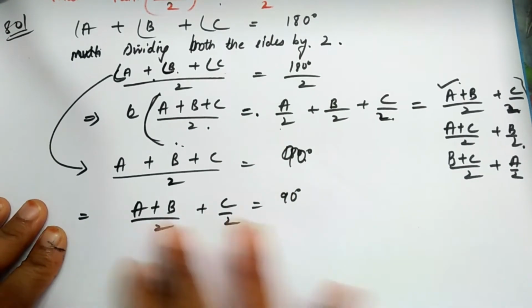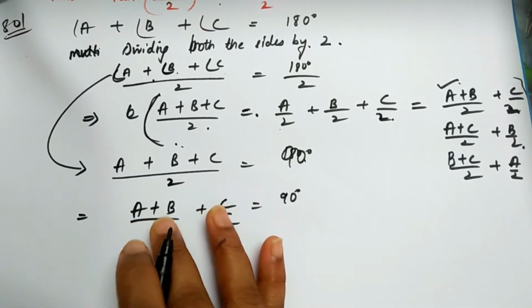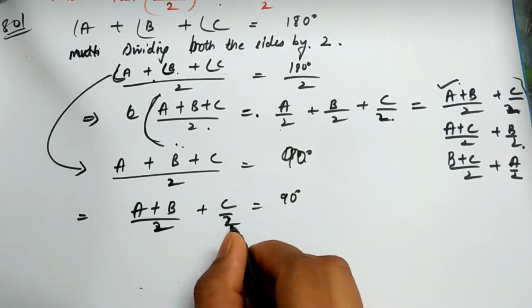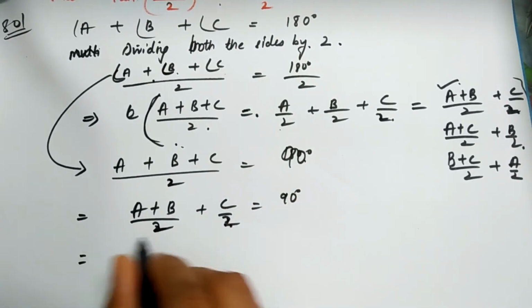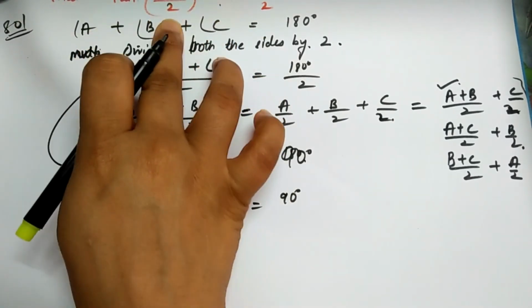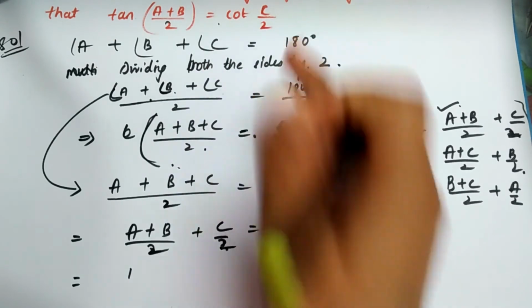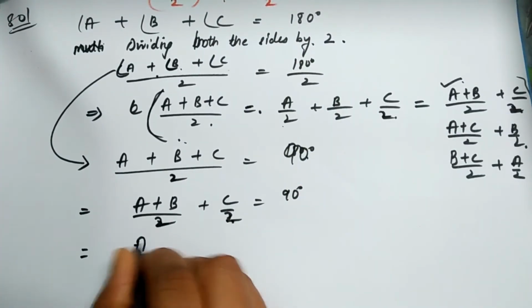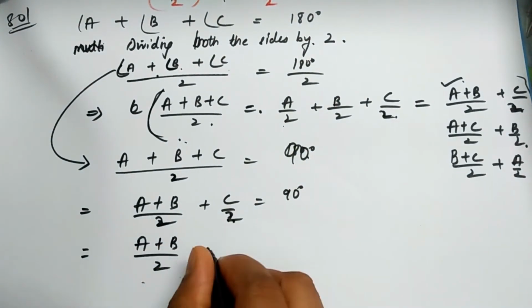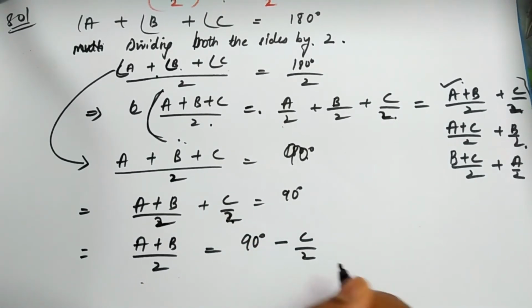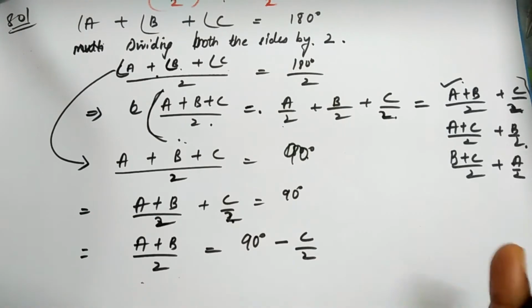It depends on the question. Again, I'm saying this depends on what is given in the question. So what are we doing now? We are keeping (a plus b) by 2 on the left side, and we are sending c by 2 to the other side. So (a plus b) by 2 is equal to 90 degrees minus c by 2. Okay, we got this answer till here.